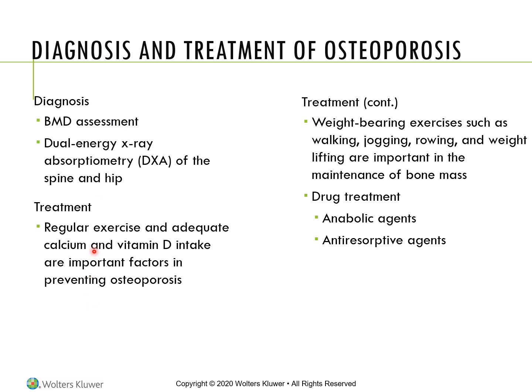Treatment of osteoporosis, things like regular exercise, especially weight-bearing exercise. We want to maintain adequate intake of calcium and vitamin D. We want to do that really early, especially for prevention of osteoporosis, and especially in women pre and perimenopause. So again, weight-bearing exercise, walking, jogging, rowing, weightlifting, those can all be important exercises for the maintenance of bone mass. And then there are also some drug treatments, and you guys will probably talk about these in pharmacology. So there are some anabolic agents that you guys will discuss and some anti-resorptive agents to prevent kind of that bone breakdown that you guys will, again, talk about in your pharmacology course.